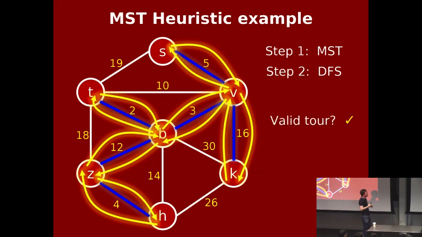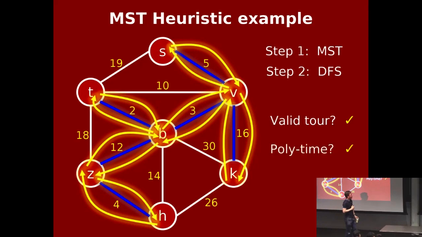I won't exactly prove everything, but this always gives you a valid tour. You cover all the vertices, because the spanning tree touches all the vertices, and then you traverse the whole spanning tree in your DFS. So you indeed start at the root, visit every vertex, and come back to the root. Is it polynomial time? Yes, because we know how to find the minimum spanning tree in polynomial time, and we know how to do a DFS in polynomial time, so that's fine.